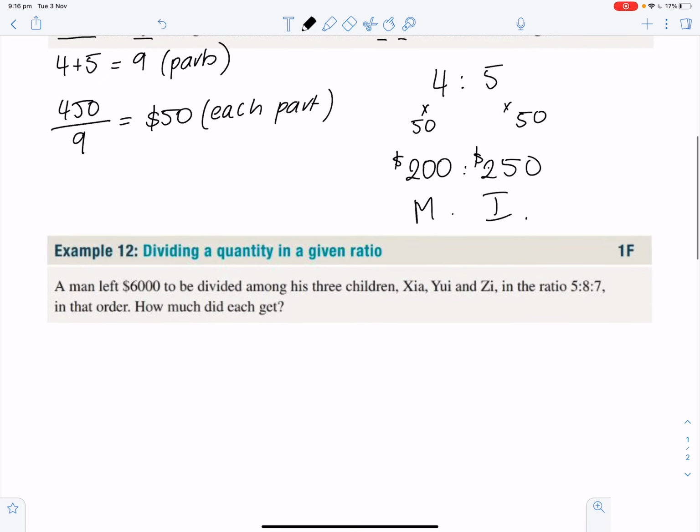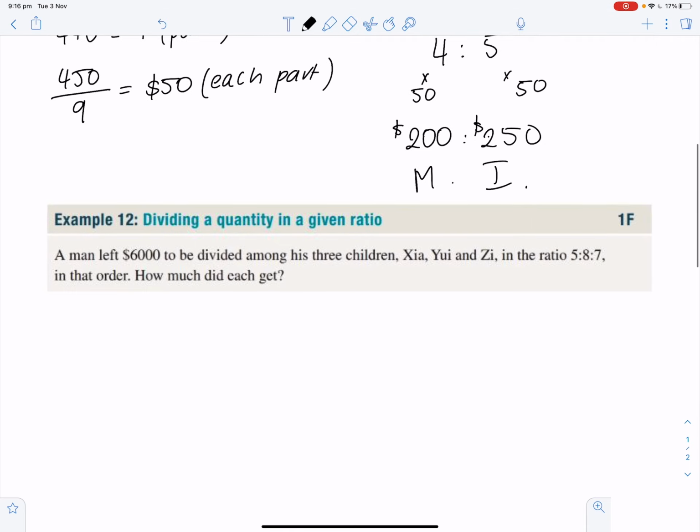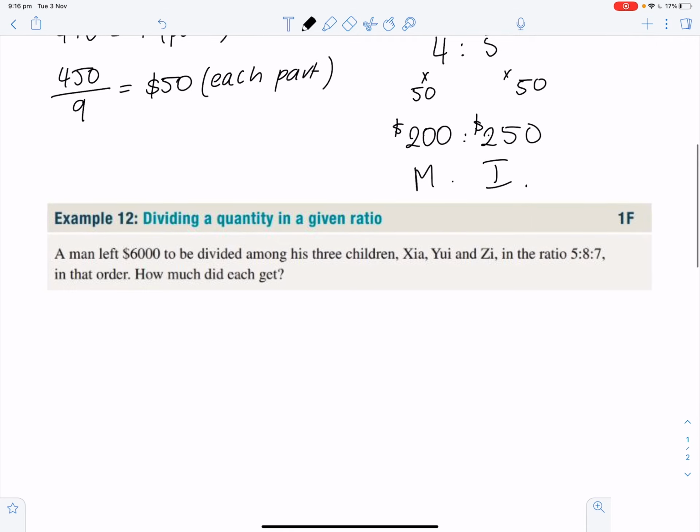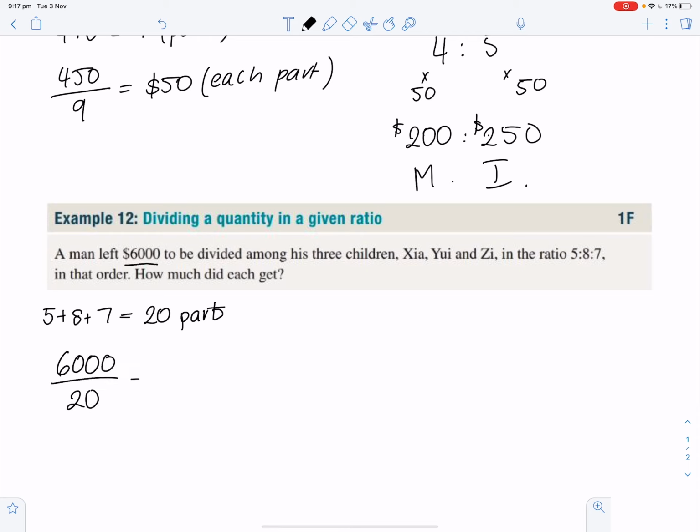Okay, example 12. A man left $6,000 to be divided among his 3 children, Zia, Yui, and Z, in the ratio 5 to 8 to 7, in that order. How much did each get? Now, it doesn't matter how many parts to the ratio, the steps are the same. So because we're splitting this $6,000 amongst all three, parts of that ratio need to get added together. So 5 plus 8 plus 7, which gives me 20 parts. Now divide 6,000 by 20, and each part is worth $300.